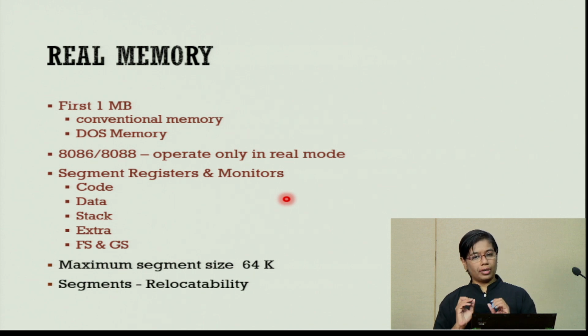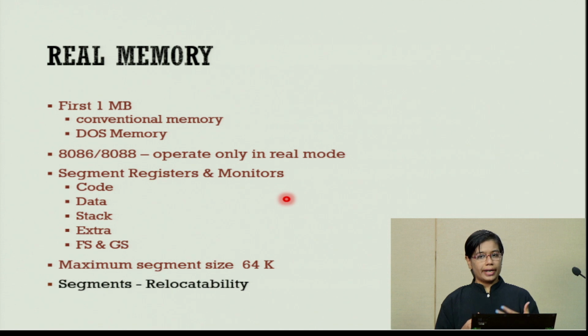And the size of a segment can be maximum up to 64K. The reason why it is 64K is that in real mode of operation, the offset will be only 16 bits. If the offset is 16 bits, the size of the segment can be only 2 to the power of 16, which is 64K. So whether it is 8086 or 486, it doesn't matter. If it's in real mode of operation, a 16-bit offset would be considered.